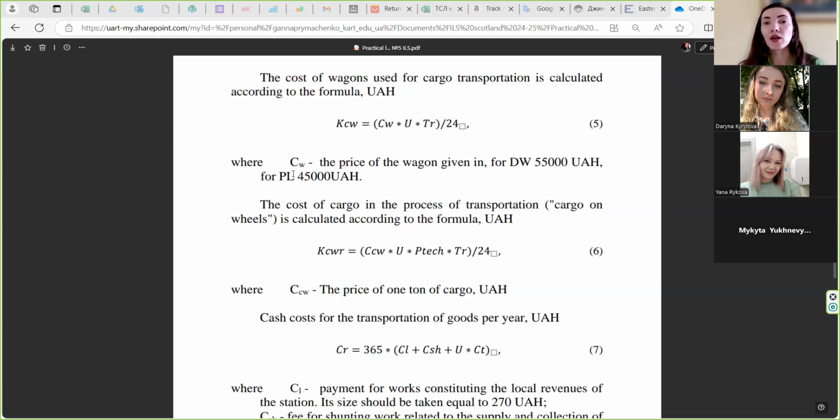Okay. Write your prices, 55 or 45,000 hryvnias, and multiply it by your parameter U, wagons, how many wagons you need for this delivery: 1 wagon, 2 wagons, 3 wagons, 4 wagons. It is not a very big number of wagons in our variants. And also multiply it by such a parameter as big T with index R. It is the result of our first formula, in hours, which we did a few minutes ago.